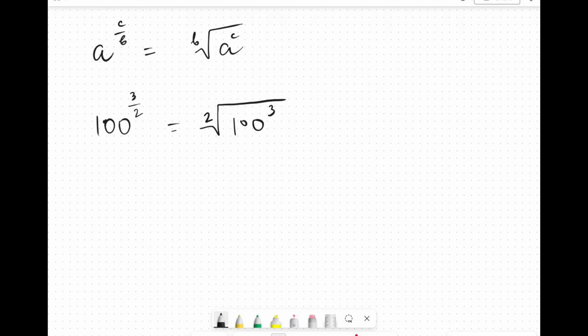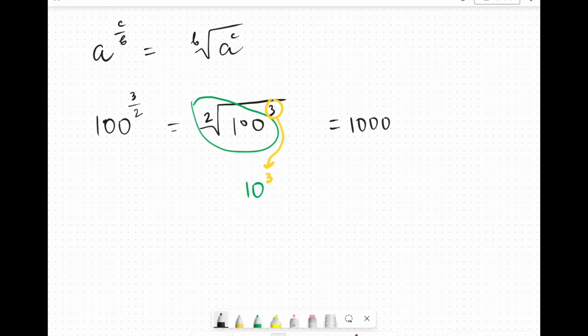So this actually can be simplified. And what I will do is I will first find the square root of 100, and we know what that is. Square root of 100 is 10. So the green circle equals 10, and then you're going to take this power and apply it to the 10. So 10 to the third is 1000.